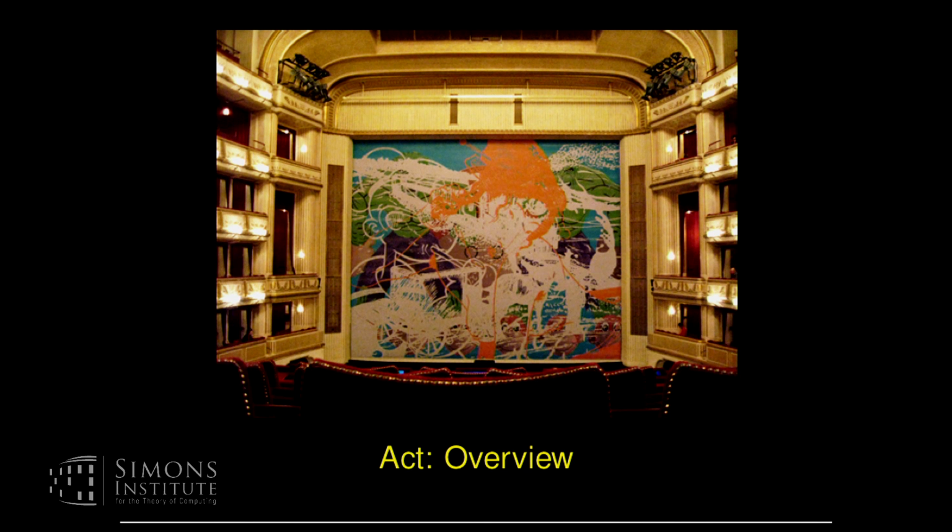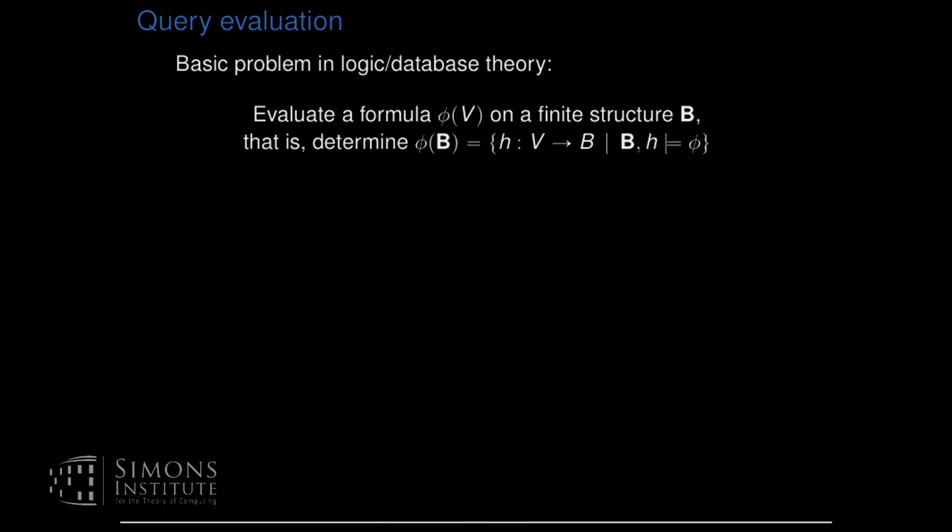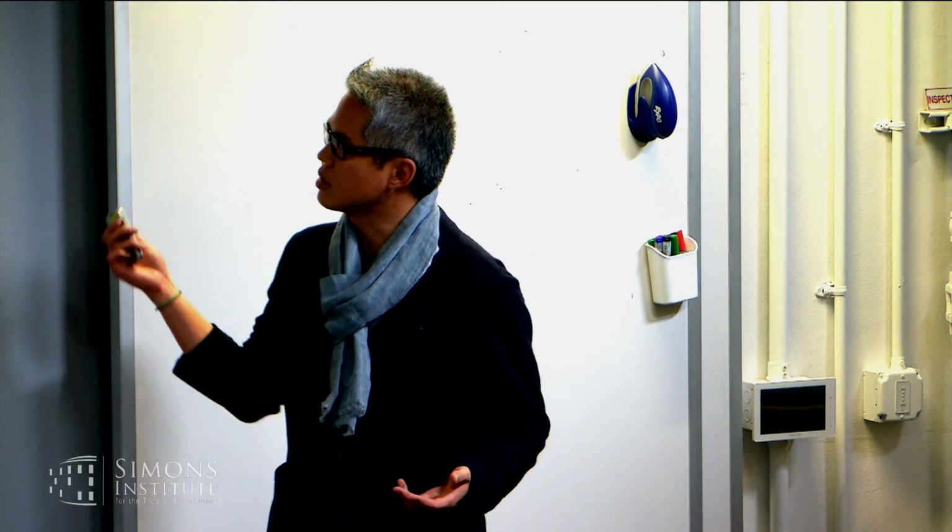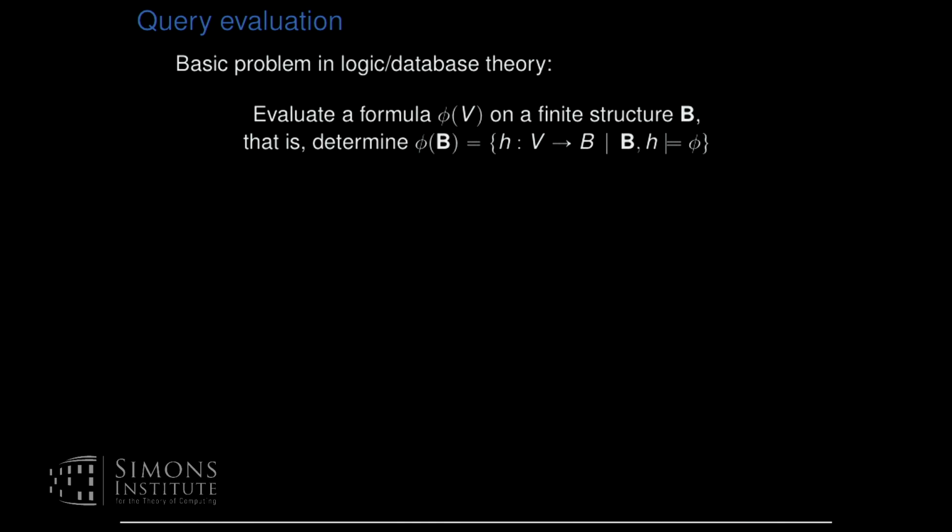Okay, so I want to just begin with an overview. The initial computational problem that we'll be concerned with in this talk is sometimes called query evaluation. We just want to evaluate a formula on a finite structure. So we want to determine, given a formula and a finite structure, the set of assignments that satisfy the formula over the structure. Throughout the talk, I'll use this notation phi of B to denote this set of assignments. In this talk, phi will always be a first-order formula.